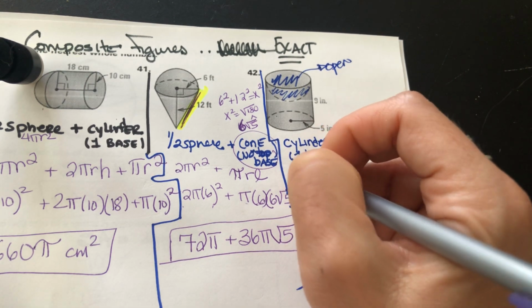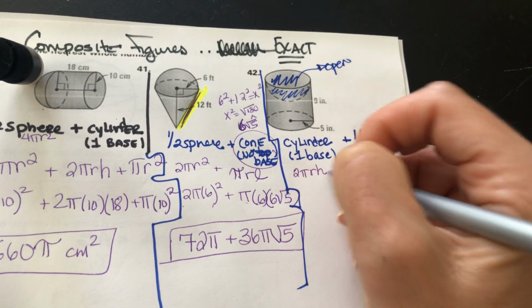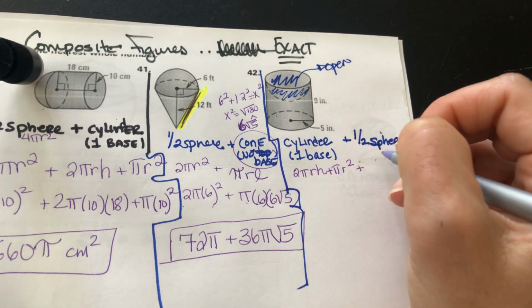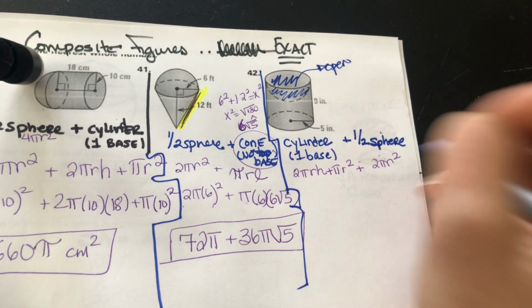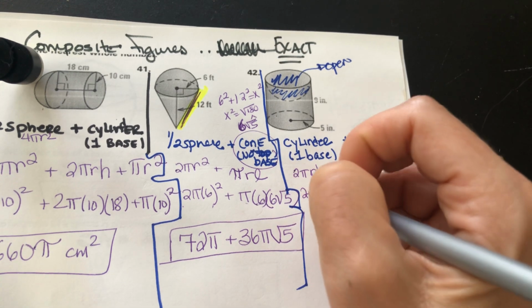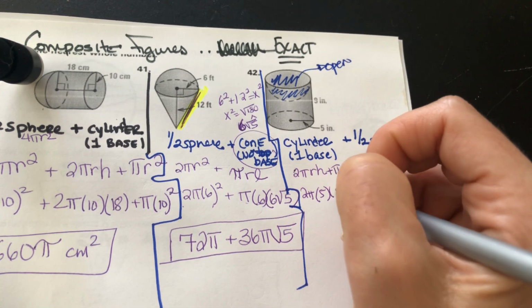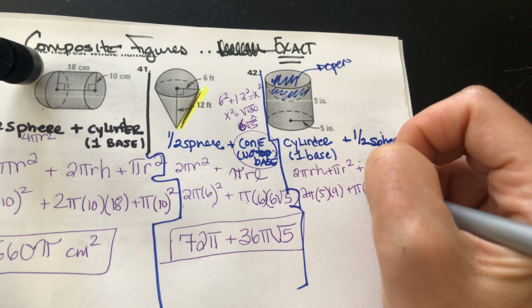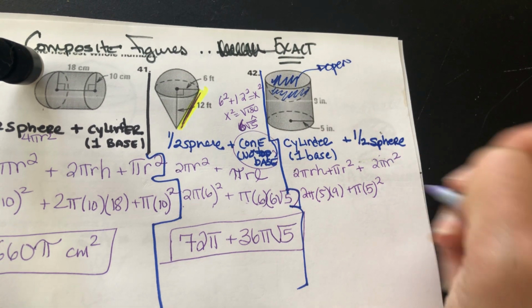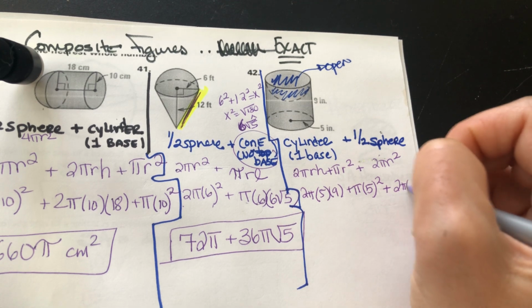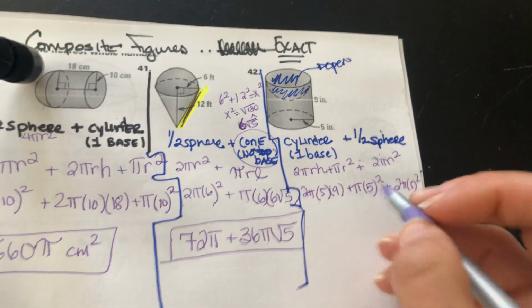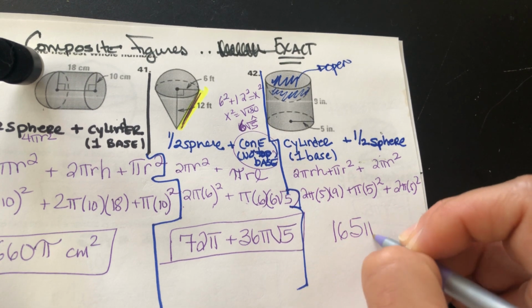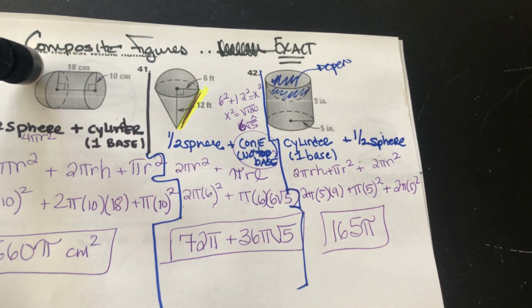Cylinder, 2 pi r h plus pi r squared plus, and then we have 2 pi r squared. So we got 2, we got a pi, we got the radius of 5, we got a height of 9, plus pi radius 5 squared plus 2 pi 5 squared. Pretty simple, these problems. I'm hoping you guys are feeling the same way. 165 pi. And that's it.